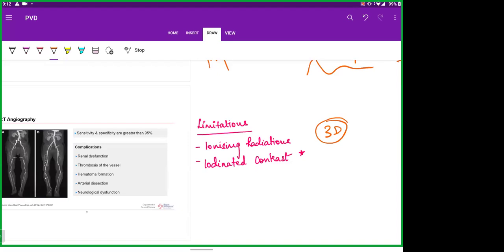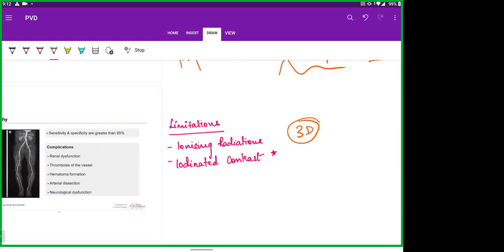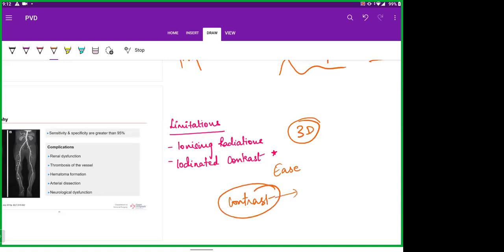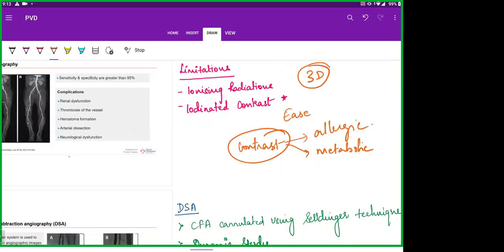When you talk about the advantages of the CT scan, it's easy to do, and you can plan your intervention based on the vascular imaging that you get. You can also have 3D reconstruction. Among the disadvantages, it is obviously ionizing radiation, and you're using a contrast. This contrast itself can cause some allergic reaction, and it can also cause some metabolic reactions if the patient is on certain drugs. So these things you need to keep in mind.